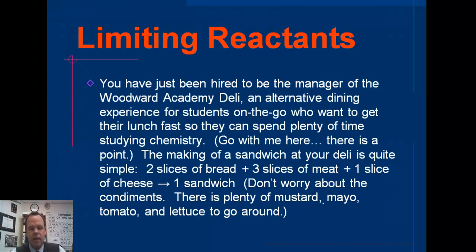I think it's easiest to talk about this by looking at an example. So let's look at this example here. You've been hired to be the manager of the Woodward Academy Deli. We're going to put a deli into the student center, and you're going to be the manager, and you need to do some basic calculations. You're going to make a sandwich for your deli. The deli is quite a simple ratio. You're going to have 2 slices of bread, 3 slices of meat, 1 slice of cheese to make a sandwich. We're not going to worry about all the condiments here.